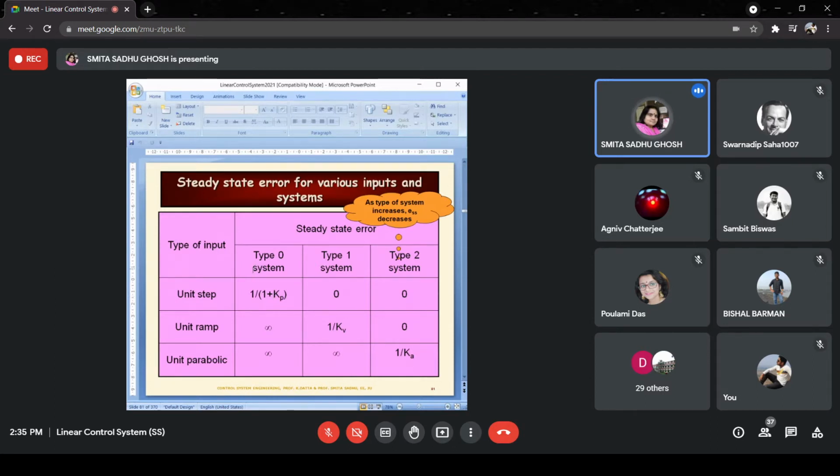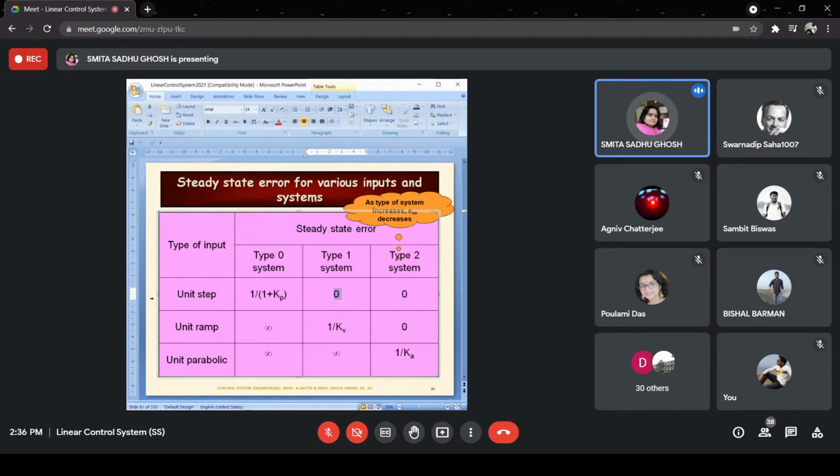So as you can see, if we apply a step input, I hope you can see the cursor. If we apply a step input to a type 0 system, then there will be a constant steady state error. This is as per the derivation that we have already done, right? Just trying to summarize it. Similarly, if we apply a step input to a type 1 system, your steady state error is going to be 0. For a type 2 system, it's going to be 0. Steady state error is going to be 0 for the same input.